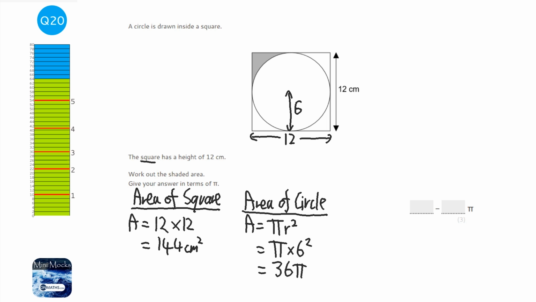Now, it's an uncalculated question, or it could be in the non-calculator, it could be in either, but it does ask us to give our answer in terms of pi, so we're not going to go any further than that. We'll leave it as 36 pi.